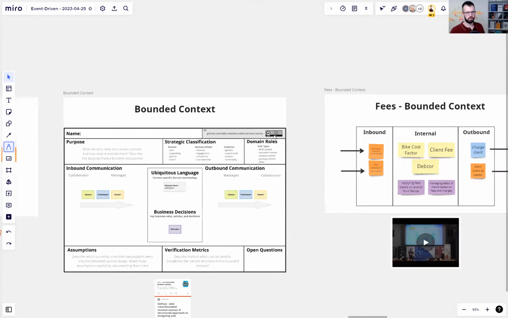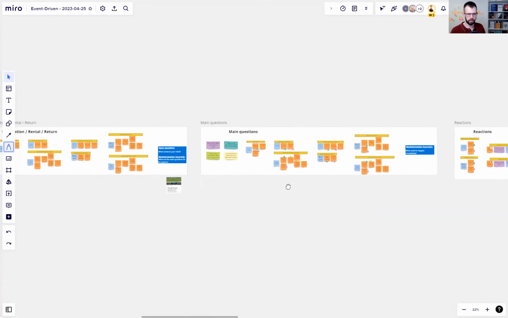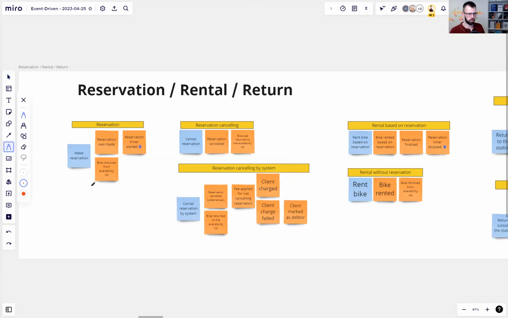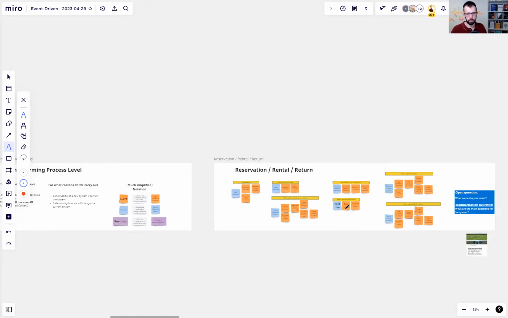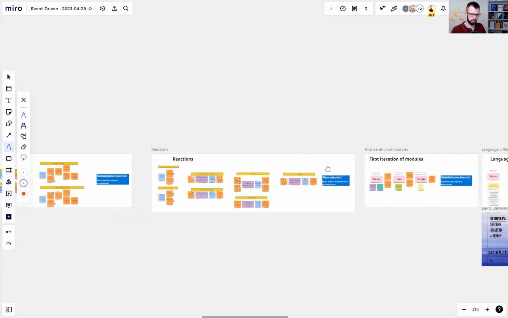Yeah. And it's a very good introduction. It's very good material for the next parts, because if you understand that, okay, we want, there is this thing like the availability list, or we want to charge a client, there is something like the debtor there, then you can very easily step into the event storming process level by understanding the vocabulary, the processes there.